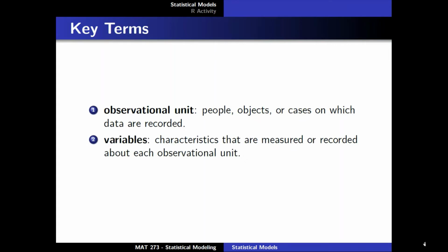Another key concept is what a variable is. Variables we define as characteristics that are measured or recorded about each observational unit. Again, going back to the email example, whether or not the email is spam is a variable, and specifically it's our response variable, we call it.